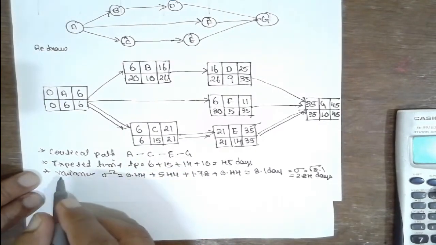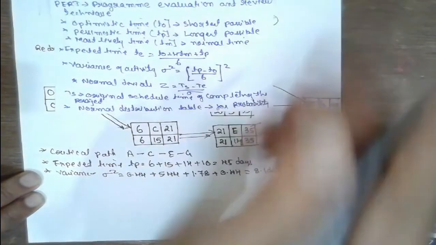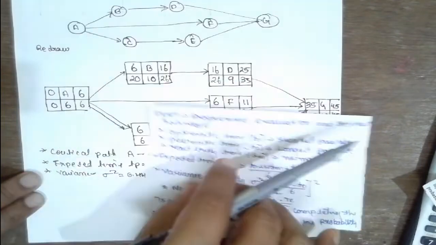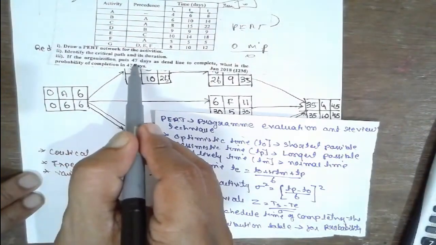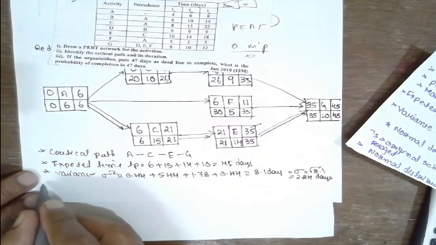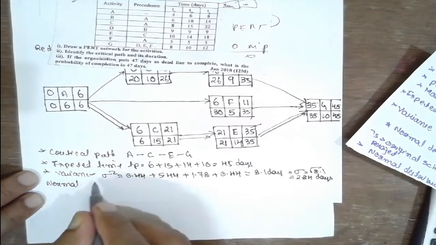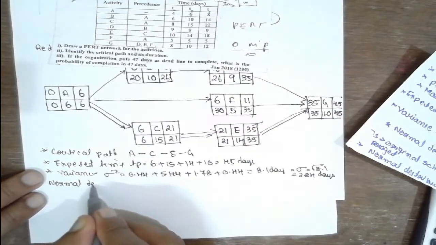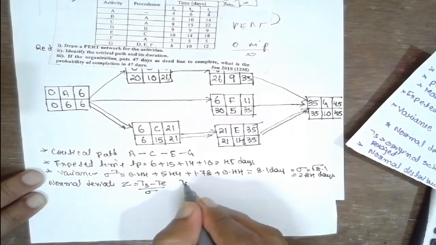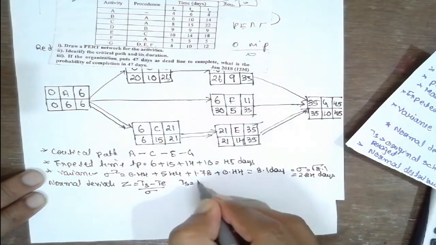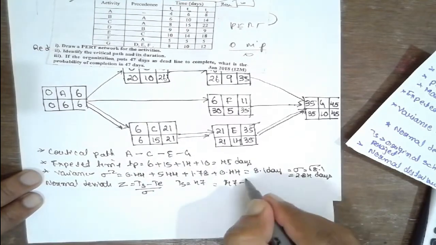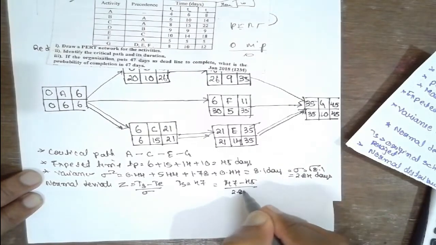Now we have to find out the z value, that is the normal deviate. In order to get this normal deviate, TS is required. Now what is TS? TS is given in the question, that is 47 days. The original timing they have given, TS value. Now what is the formula for normal deviate? Z is equal to TS minus TE divided by sigma. Now substitute here, 47 minus TE value 45 divided by sigma 2.84.